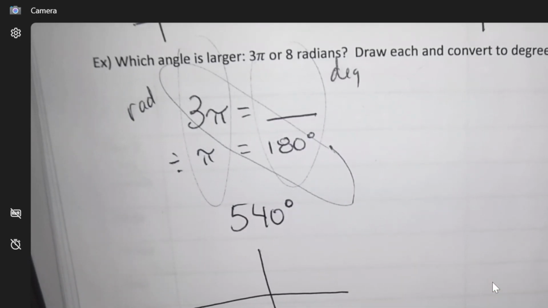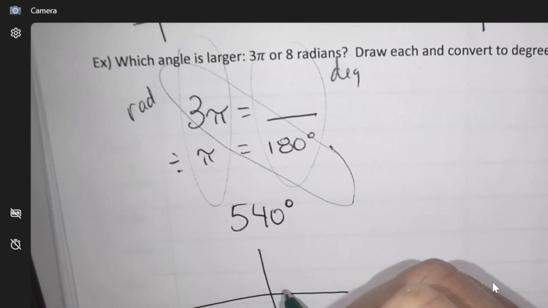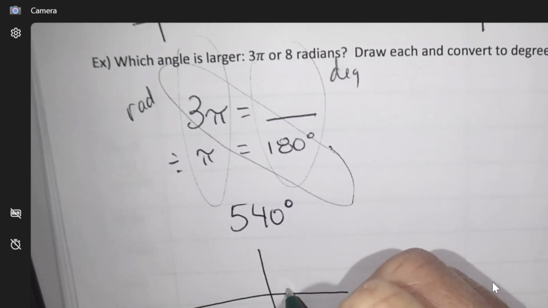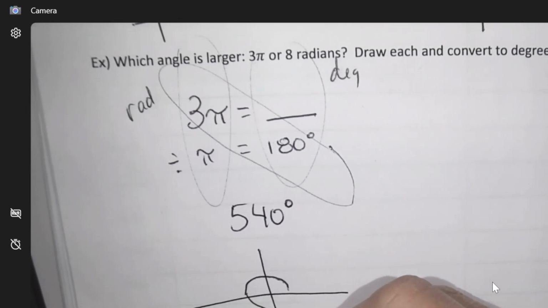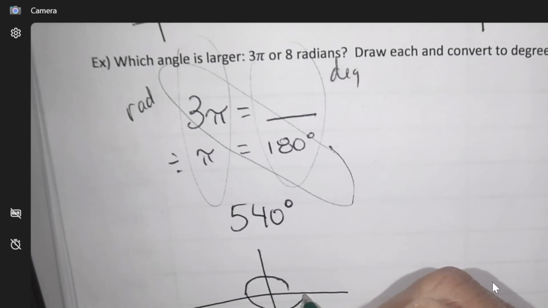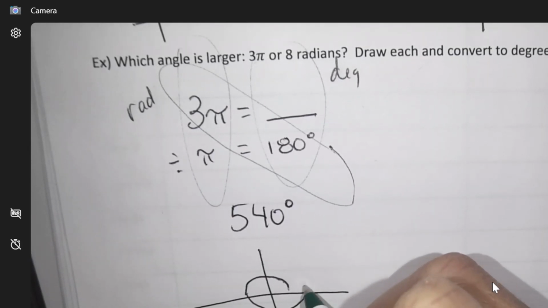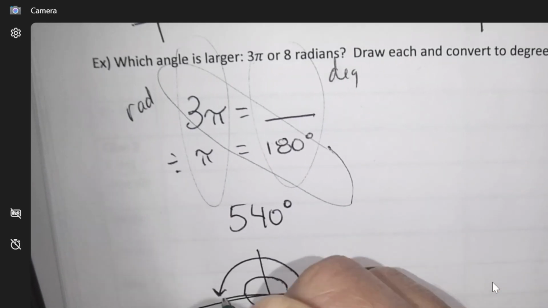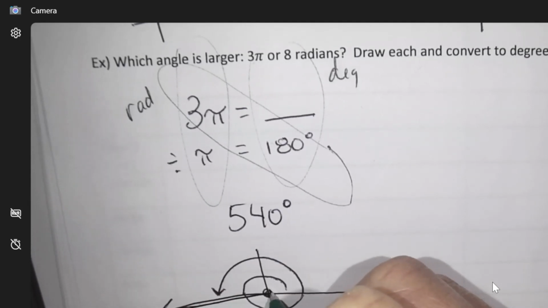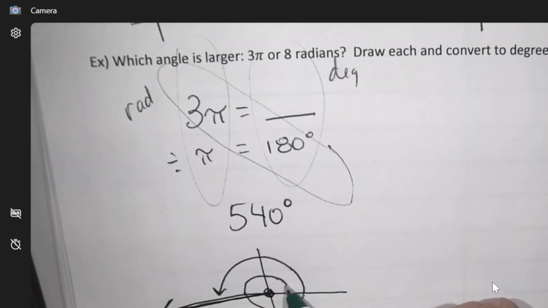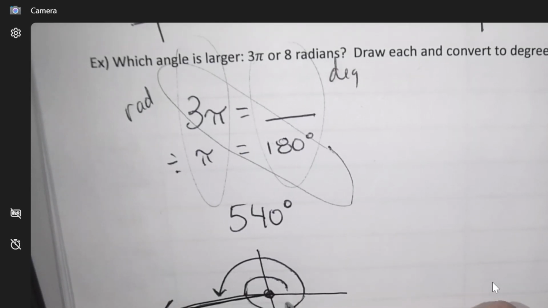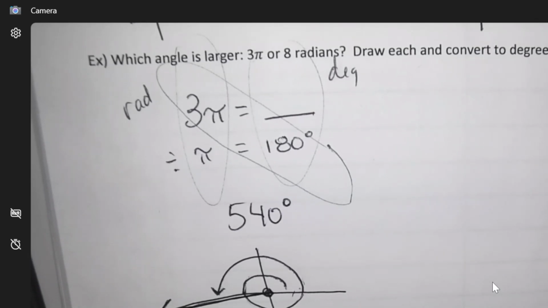So I said to draw it. So I'm actually going to think about pies. 1 pi is exactly halfway. 2 pies is exactly a full circle. So where do you think 3 pi is going to get you to? 1 pi is 180 degrees, 2 pi, 360. Okay.